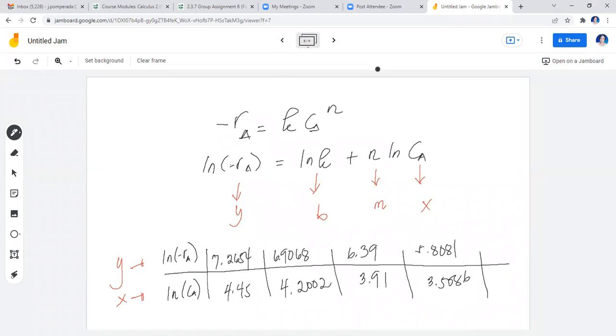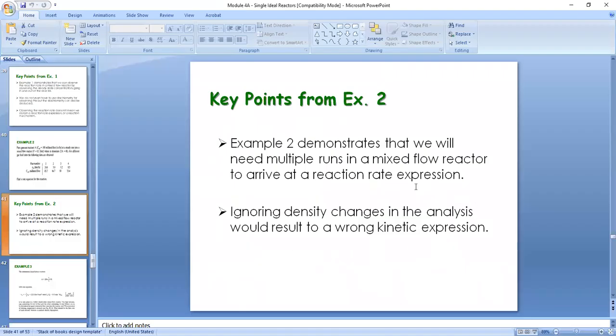However, so there's a however, I'll go back to the slide. This is the second takeaway and it's very important. What was ignored? It says here, ignoring density changes in the analysis would result in a wrong kinetic expression. What was ignored? Anybody? What was ignored? Epsilon A. Very good.